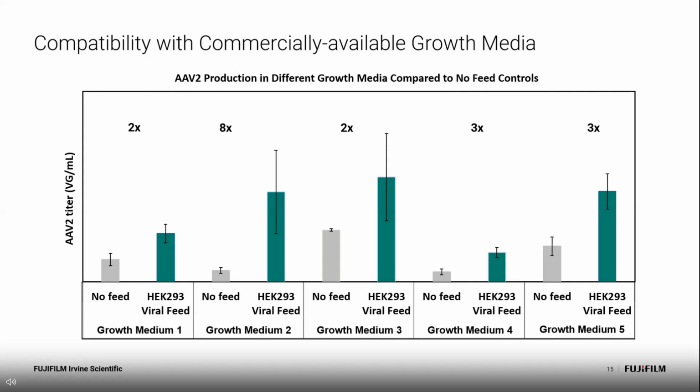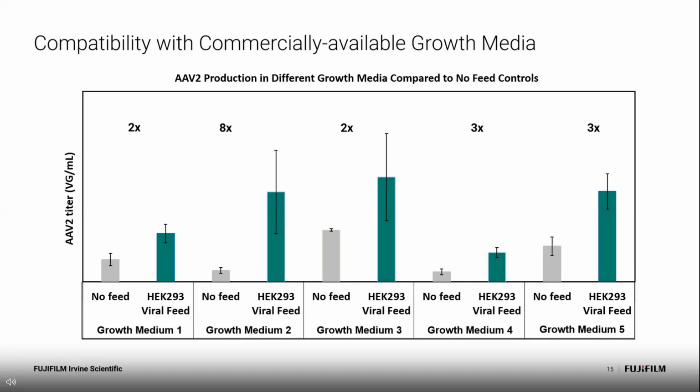This result demonstrated the improvement of AAV2 titer with balanced HEK293 viral feed over the no-feed culture across the board of all the basal media tested. The improvement is between 2 to 8-fold depending on the specific media.